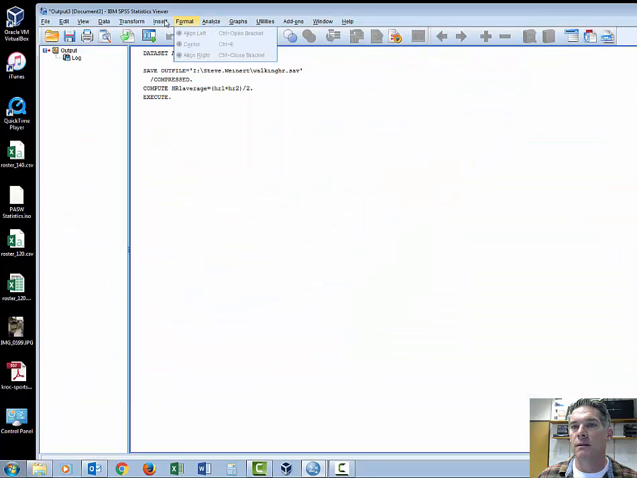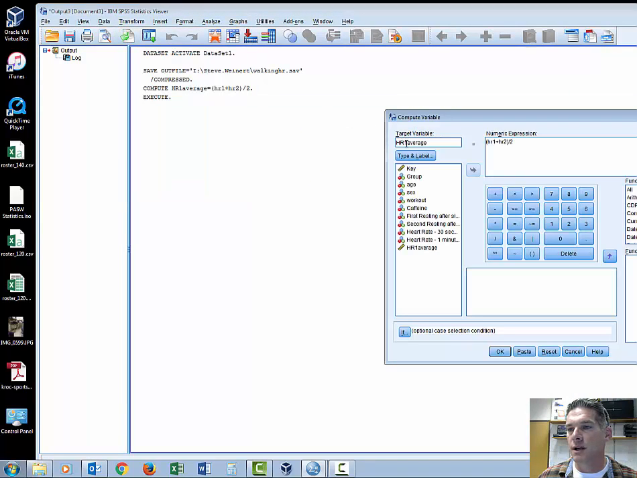And then I'm going to do the same thing. Transform, compute, HR2 average. I'm going to take heart rate after walk plus heart rate after walk. Oops, sorry. Man, this is really exciting. So this is the after walk heart rate, divided by 2.